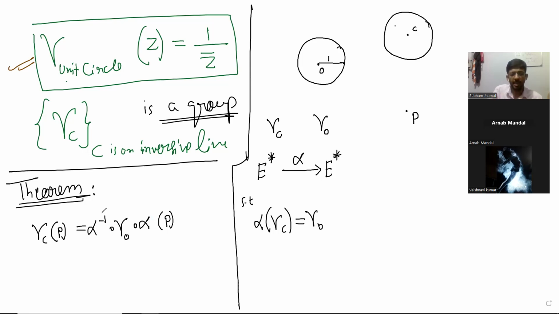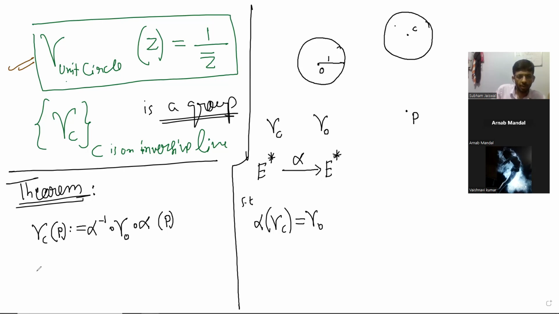So this is my claim, that this function which we are getting by conjugating our function gamma naught becomes this function. Let us see. How will we prove it?